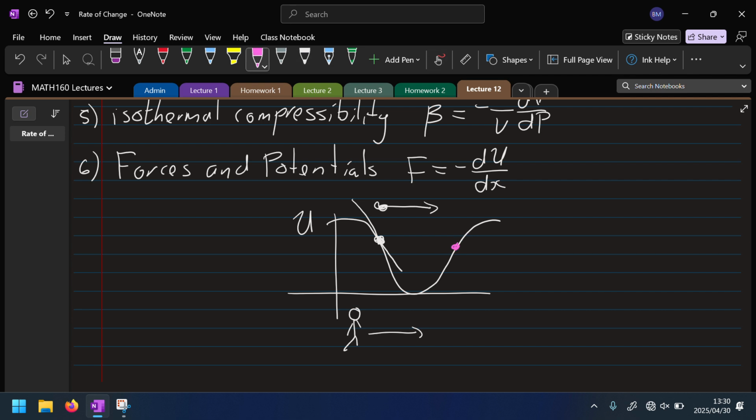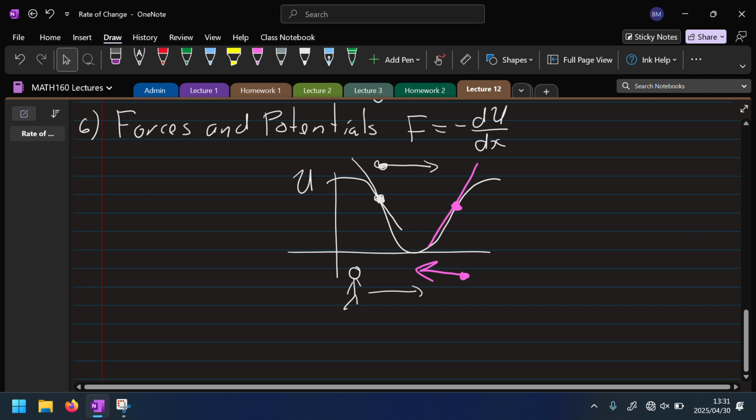Then you can look at this point over here. If you're standing at that point, you can look at the rate of change. Over there, the function's going up, so it's increasing, but you've got the minus sign in front of it. So that means the force at this point will be negative. As you're going from left to right, you'll see that the force is in the positive direction when the potential slopes down. And then on the right-hand side, the potential now slopes up, so the force is negative. So just a couple of examples with rates of change.